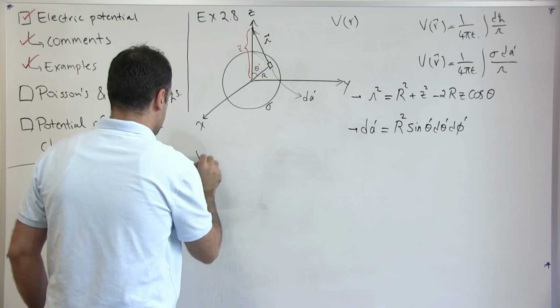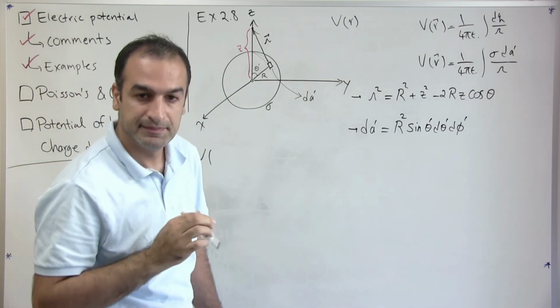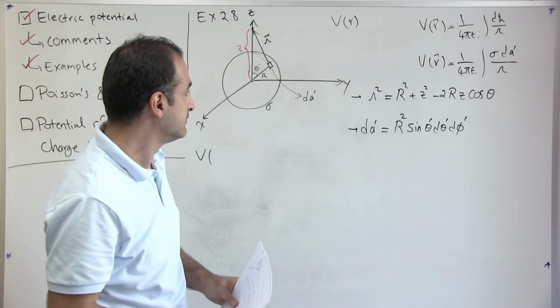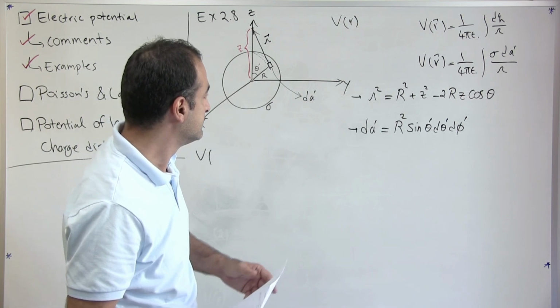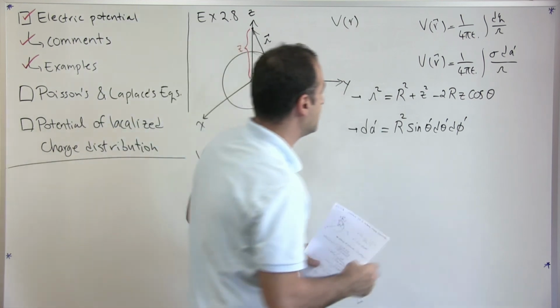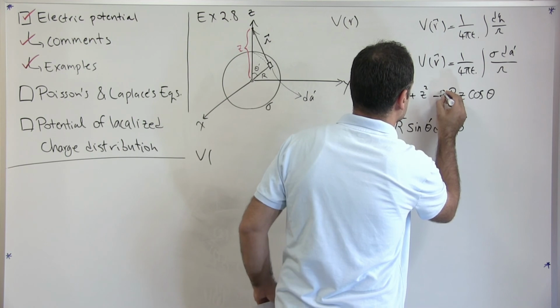Okay. So Professor? Yes. For the R squared equation, what is in front of the capital R, the minus? Minus 2RZ. Gotcha. Thank you.